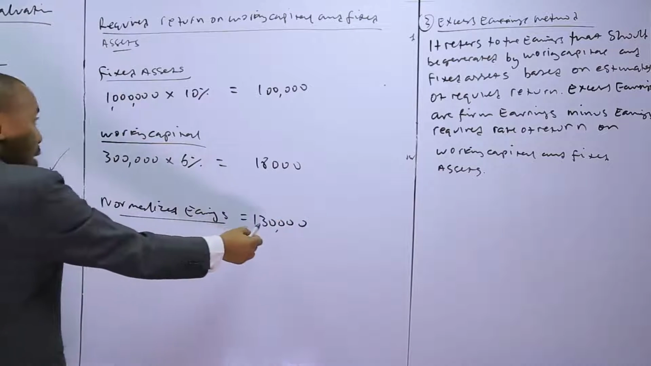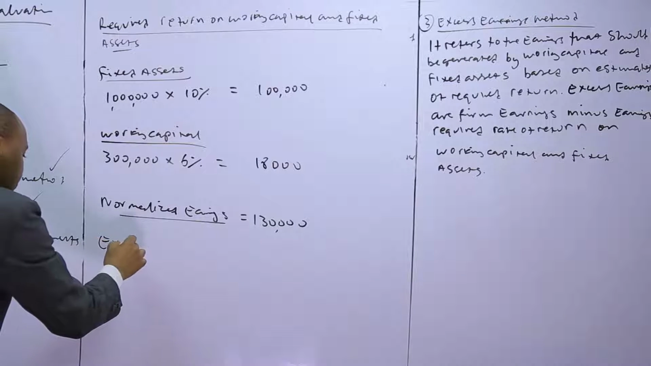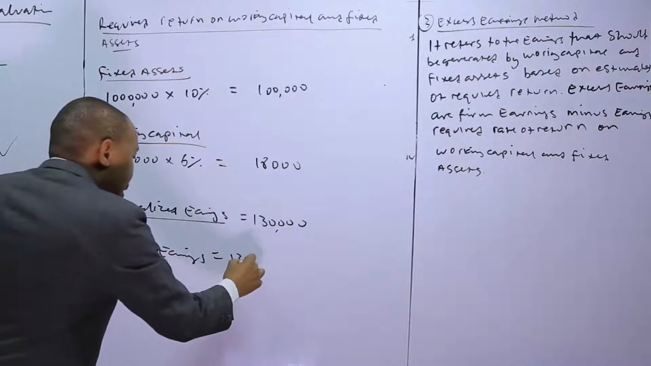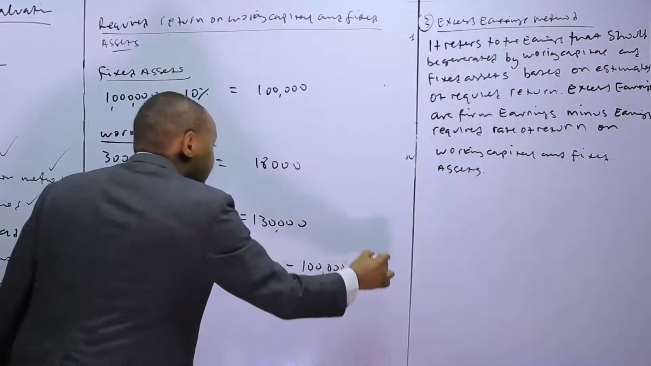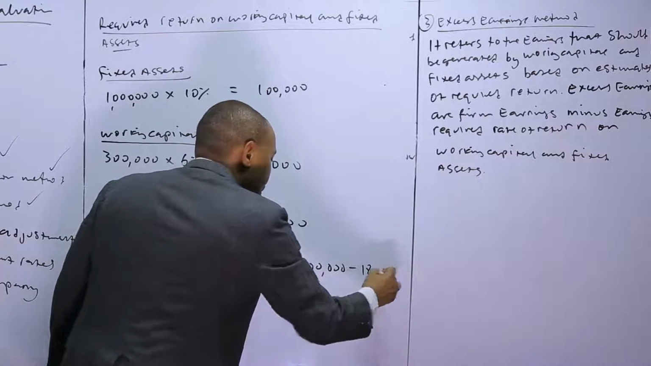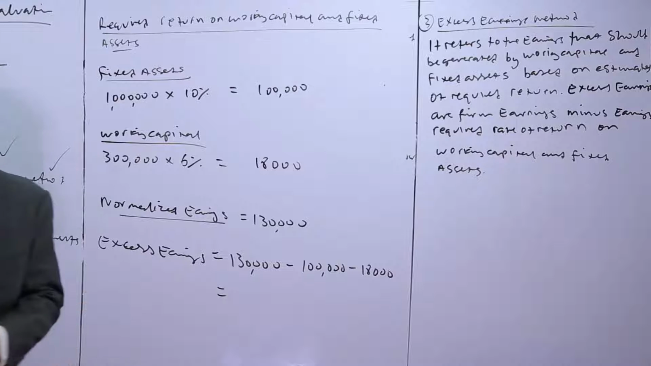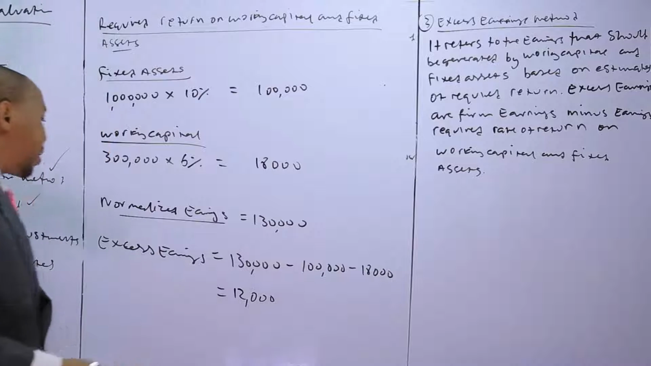So once we get 130,000, we less 100,000, we less 18,000 there. So we say excess earnings is given as 130,000 minus 100,000 minus 18,000. How much do we get as the excess earnings? So 130 minus 100 minus 18, and we get 12,000 there. That's the excess earnings.